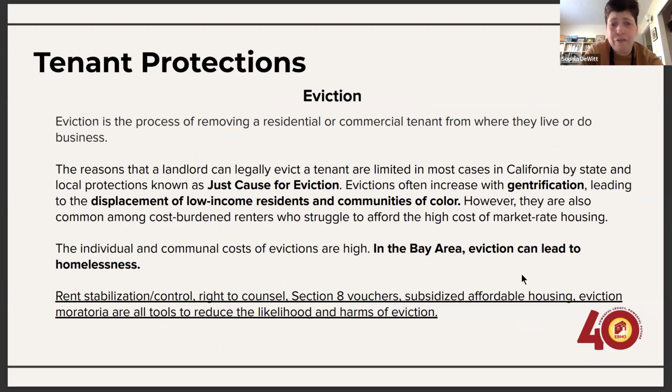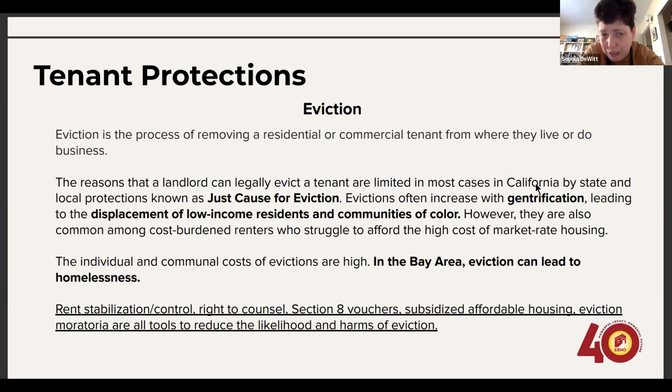Okay, so getting further down into eviction, just so everyone knows what we're talking about. Eviction is the process of removing a residential or commercial tenant from where they live or do business. The reasons that a landlord can legally evict a tenant are limited in some parts of California by state and local protections known as just cause for eviction. Actually, those just cause protections apply statewide now with AB 1482, the Tenant Protection Act.